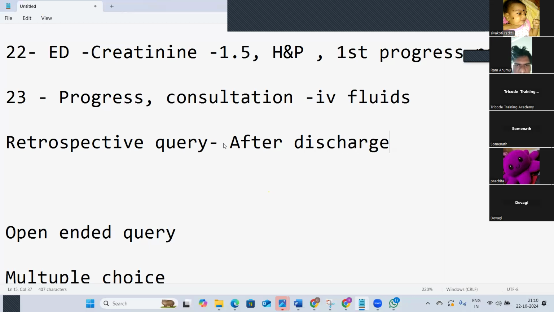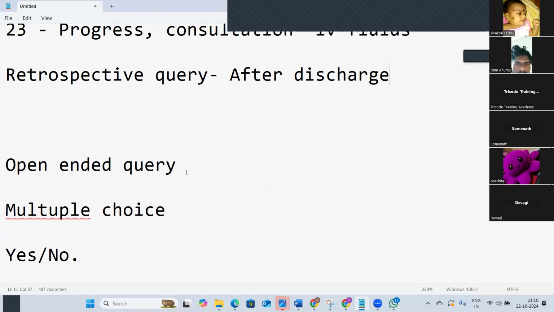Okay, that's clear. And open-ended query, that is no options, no multiple options we are giving. Open-ended means no options, multiple options. There is no limit in the options. Remember that, no limit in this. We can give any n number of options here. And yes or no, you understand? That is a very straightforward question.